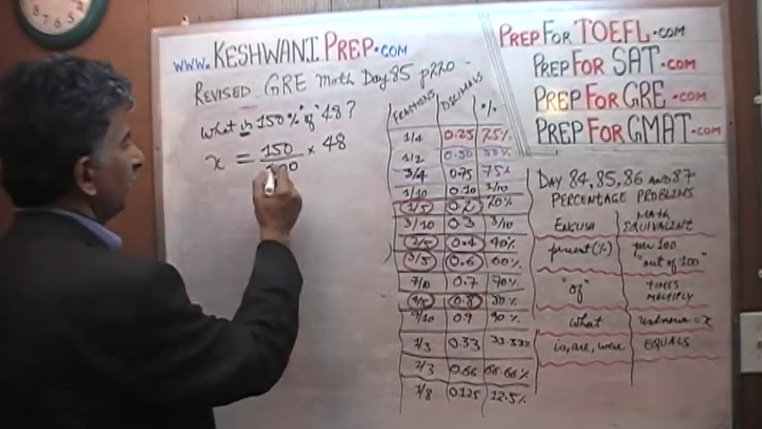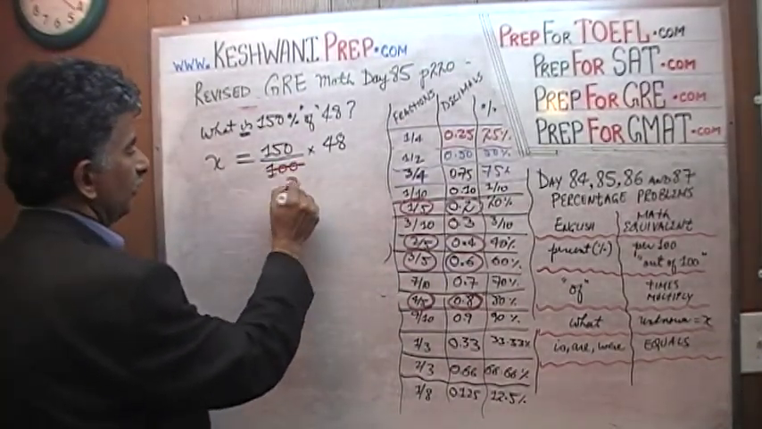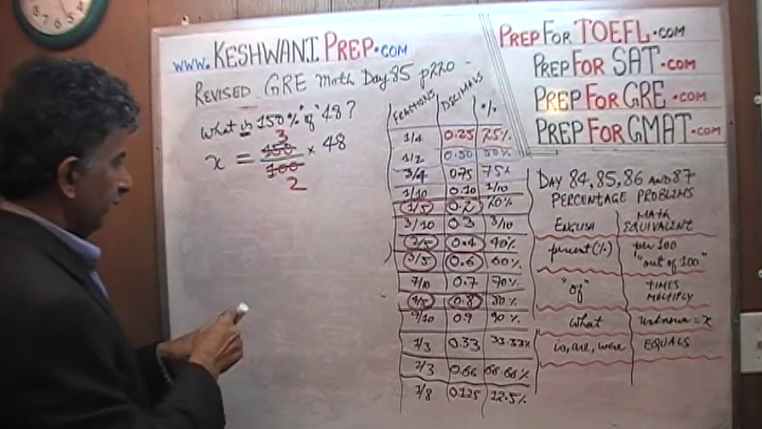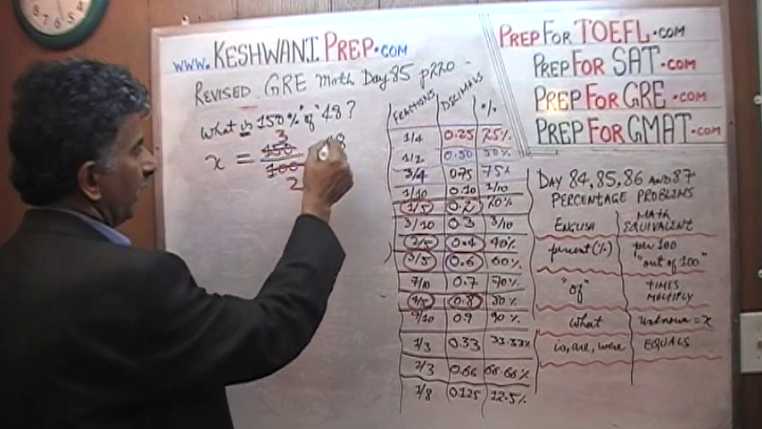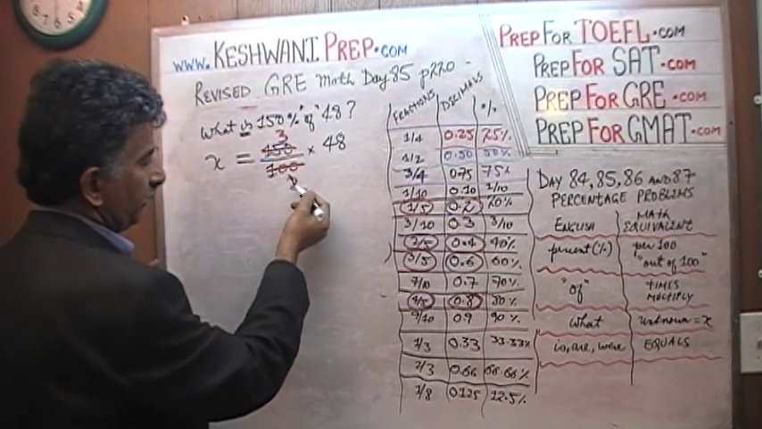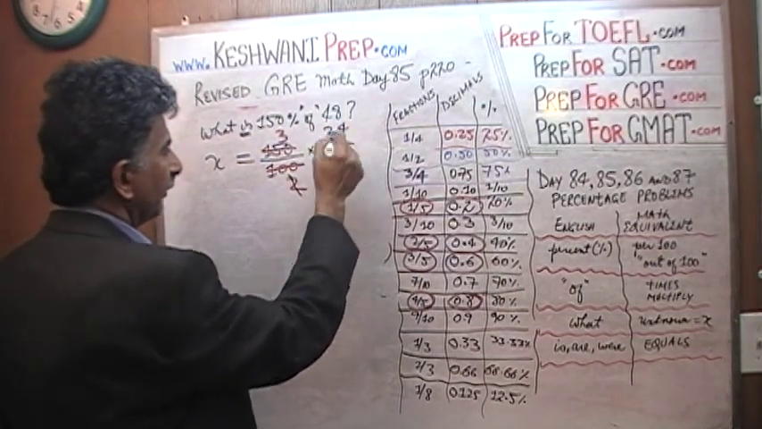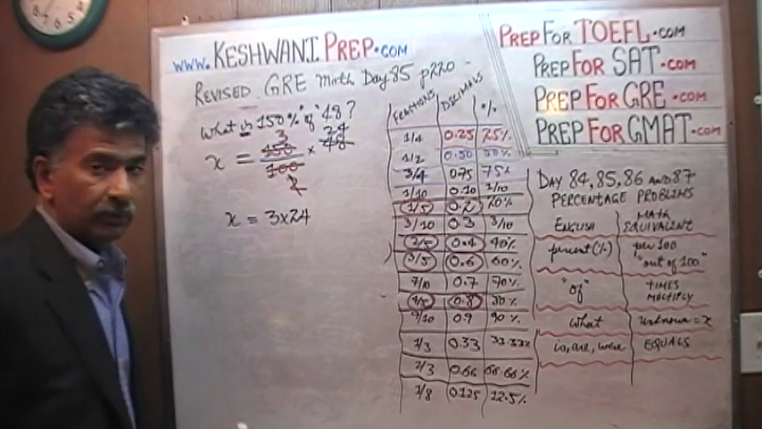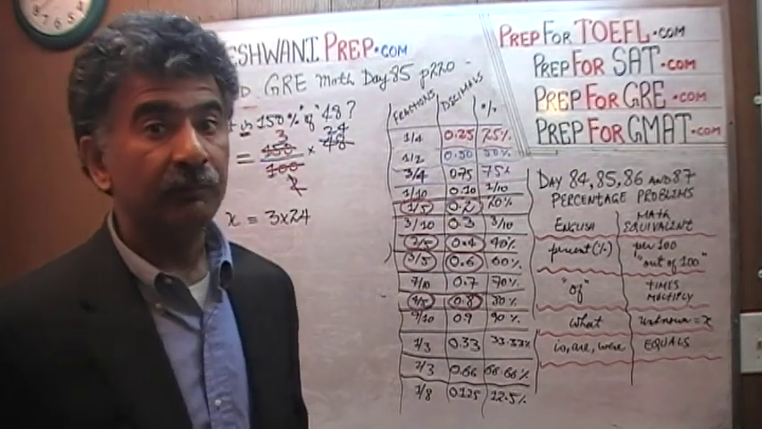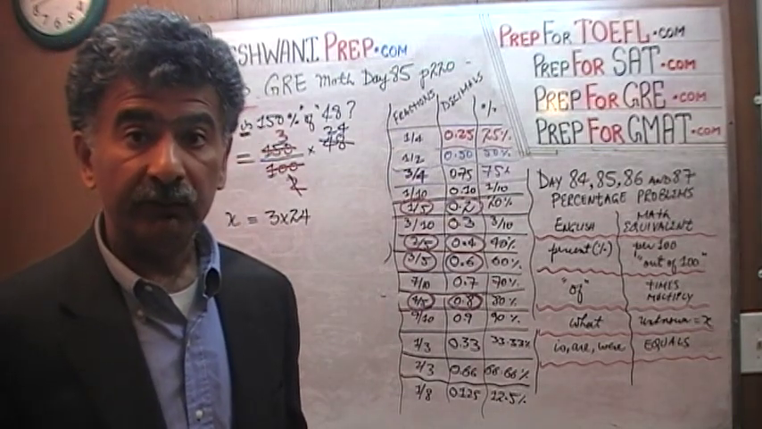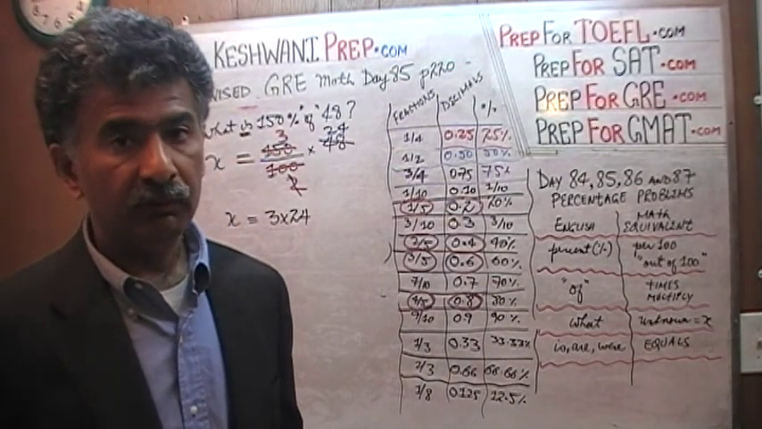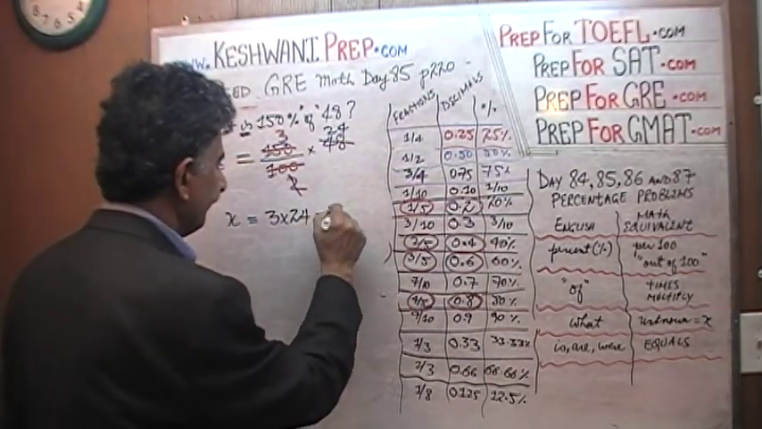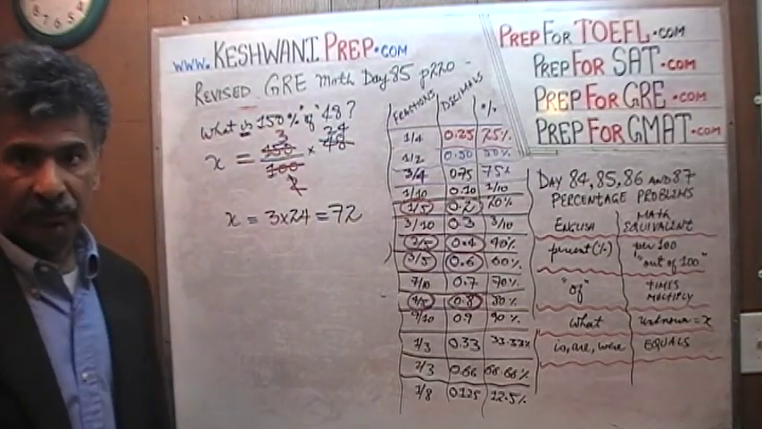Let's do it then. How many 50s in 100? There are 2 50s in 100, and there are 3 50s in 150. And then you can divide top and bottom by 2. If you divide top and bottom by 2, this 2 disappears and this becomes 24. So it turns out that x equals 3 times 24. I don't know what 3 times 24 is, but I do know what 3 times 25 is. 3 times 25 is 75. And therefore 3 times 24 is going to be 3 less than that. It's 72.